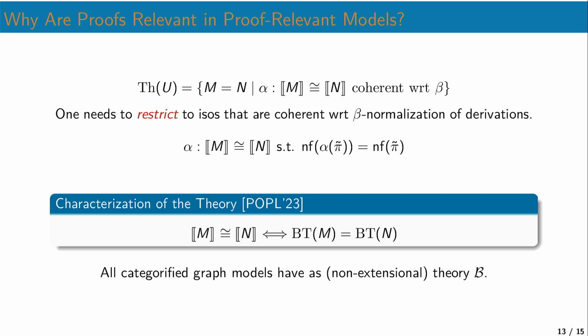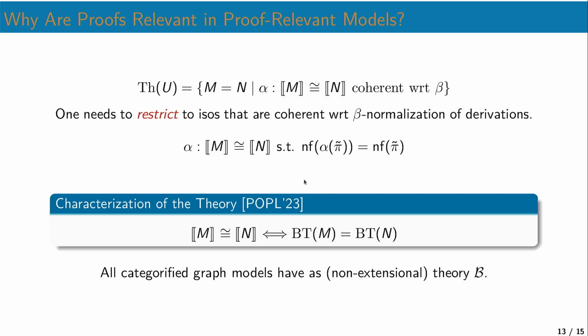In our case, we restrict the choice of isomorphism to the ones that are coherent with beta normalization of type derivations, meaning that the isomorphism is going to preserve the normal forms of the type derivations. Just beta normalization and not also eta expansion. In this way, the theory generated by these isomorphisms, we call it a non-extensional theory, because it immediately discards the isomorphisms induced by eta expansion.